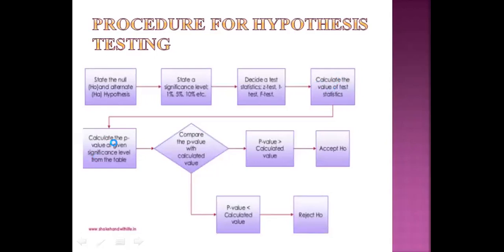Compare the p-value with the significance level: if the p-value is more than the significance level, then we fail to reject the null hypothesis. If the p-value is less than the significance level, we reject the null hypothesis. This is the decision we make at the end, and these are the steps we can follow during hypothesis testing or any test, Z test, T test, or F test.